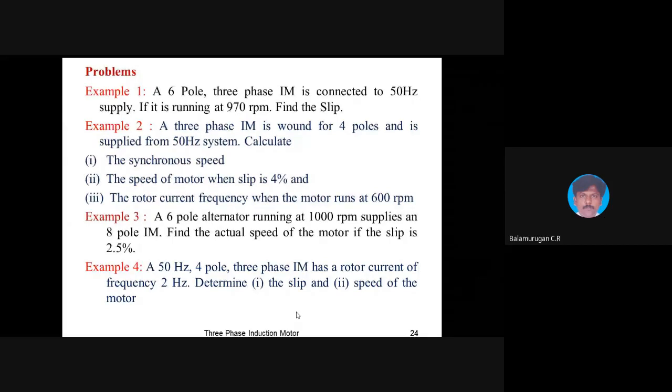So tell the first value. What is the Ns value? Sir, 1500. 1500, okay. As 4 pole, 1500. Second, for 4% slip, what is the N value? Sir, 1440, sir. 1440, okay. 1440.